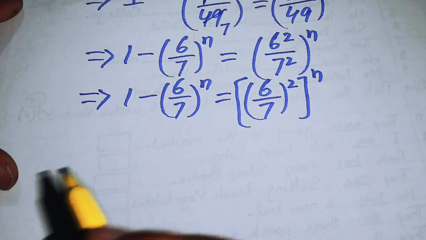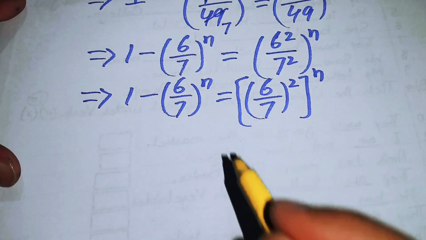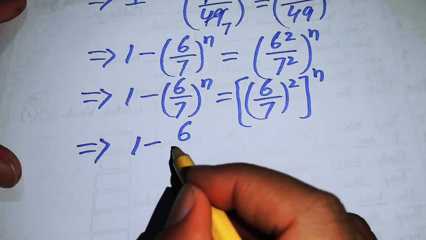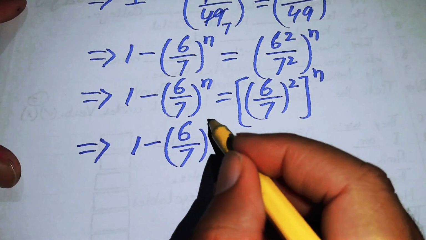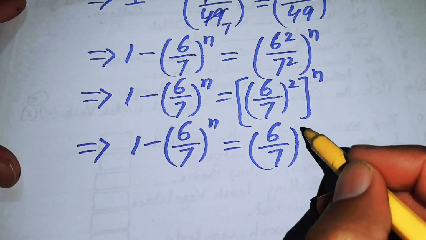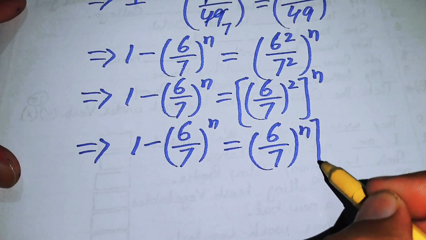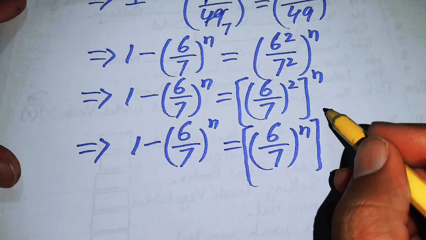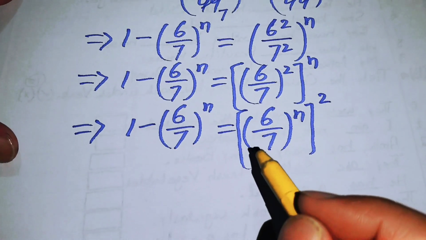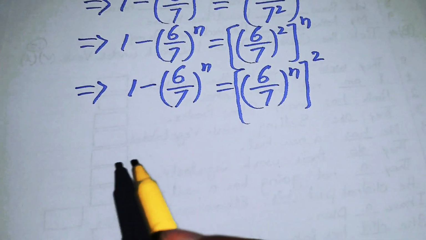Now we will just interchange these two exponents, and we will write it as 1 minus 6 over 7 and its whole power n equals (6 over 7 to the power n) whole squared. So here we can just interchange these two exponents and we write the output in this form.